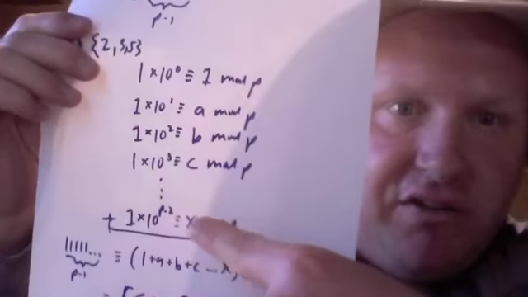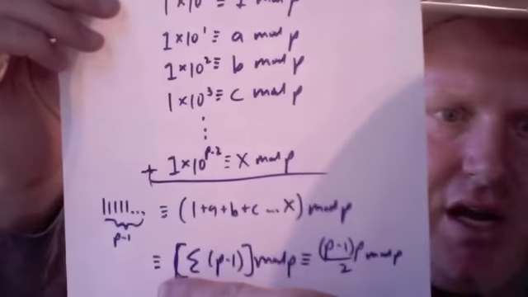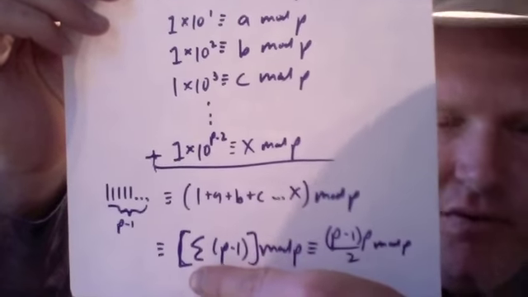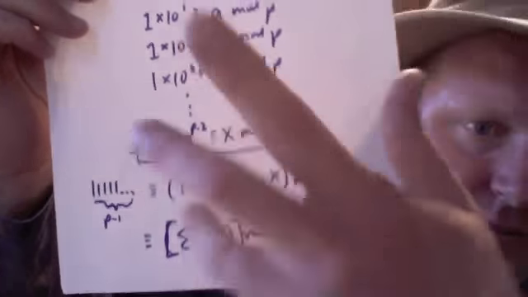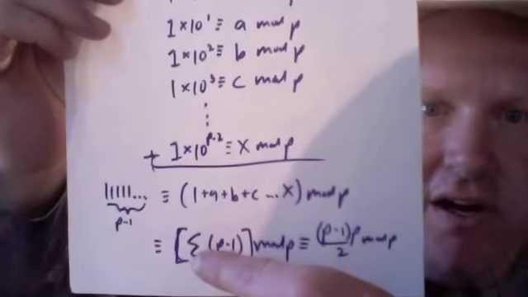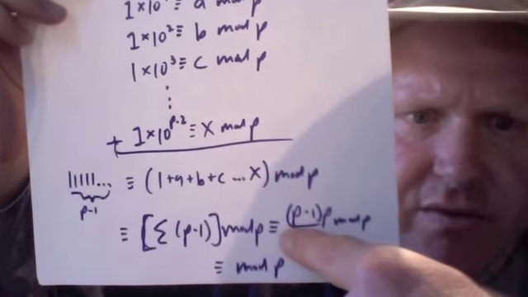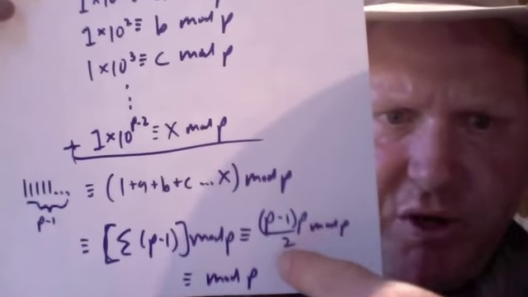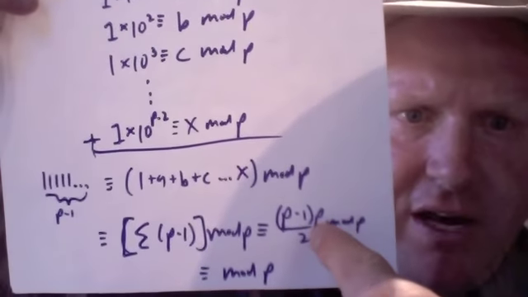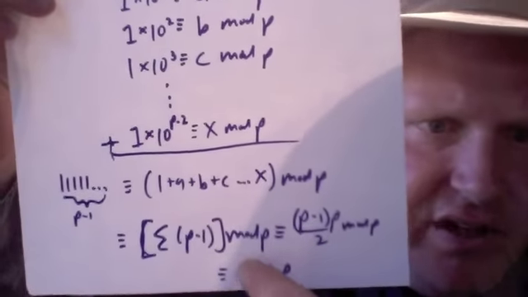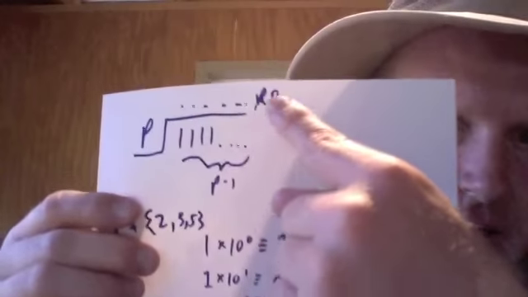That's going to be 1 plus 2 plus 3 plus 4 plus 5 all the way up to p minus 1 mod p. And that's equivalent to every single number up to p, adding, again, 1 plus 2 plus 3 plus 4 plus 5 all the way up to p minus 1, which according to Gauss's theorem is going to be equivalent to p minus 1 times p over 2 mod p. But wait a minute, that's a multiple of p. So that's just equivalent to 0 mod p, no remainder. You're dividing evenly by p.